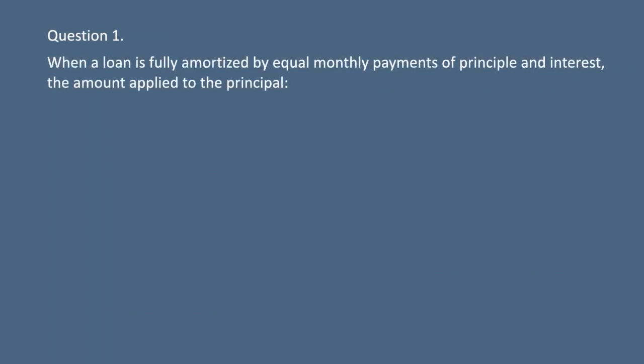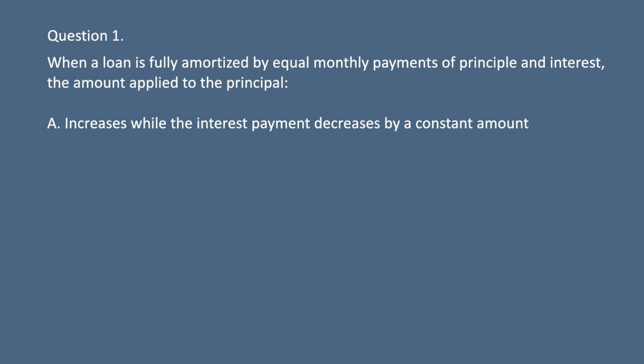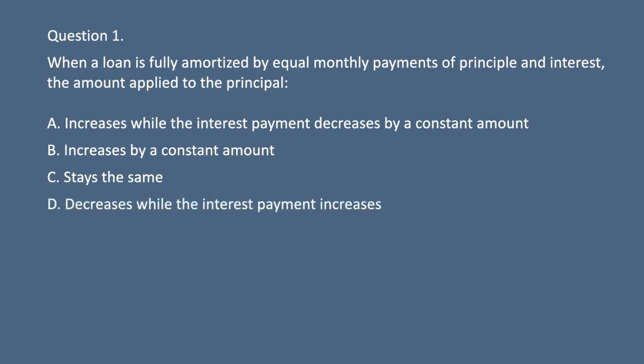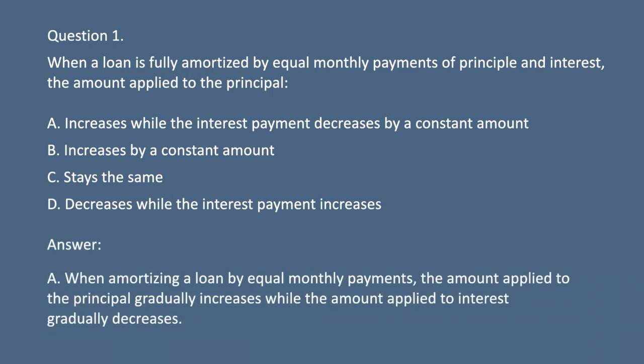Question 1. When a loan is fully amortized by equal monthly payments of principal and interest, the amount applied to the principal A. Increases while the interest payment decreases by a constant amount. B. Increases by a constant amount. C. Stays the same. D. Decreases while the interest payment increases. Answer A. When amortizing a loan by equal monthly payments, the amount applied to the principal gradually increases while the amount applied to interest gradually decreases.